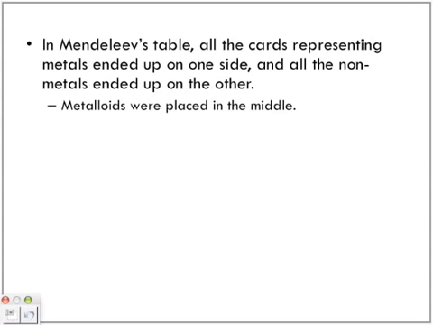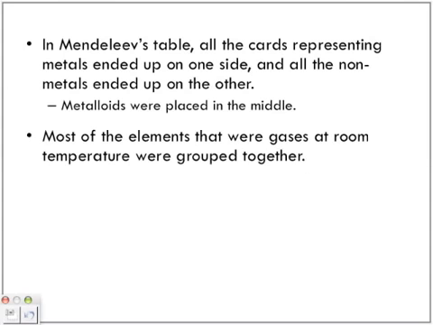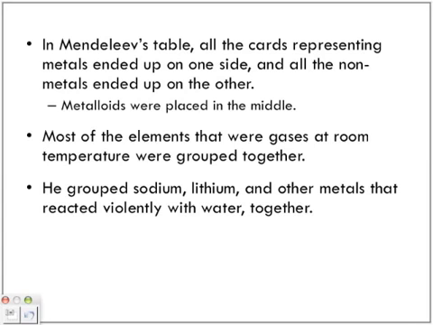And then he saw certain reactivities that existed amongst the metals, and certain reactivities that existed amongst the non-metals, and he put those together. Most of the elements that were gases at room temperature were grouped together. If they're all gases, they must have similar properties. He grouped sodium, lithium, and other metals that reacted violently with water together. Now notice these two, sodium and lithium. You can imagine that he had them one on top of the other, because they both exhibit the same violent property when exposed to water.